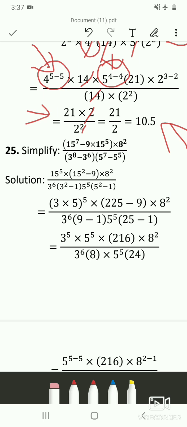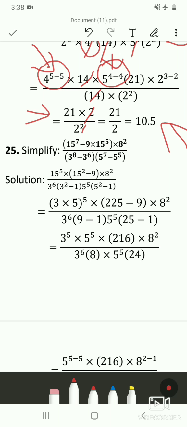15 raised to 7 minus 9 into 15 raised to 5 into 8 square whole divided by 3 raised to 8 minus 3 raised to 6 into 5 raised to 7 minus 5 raised to 5. So even this is a similar problem. So let's see. In the first term, in the numerator, you can see 15 raised to 5 is common. Okay, it's correct. So 15 raised to 5, I have taken it as common.